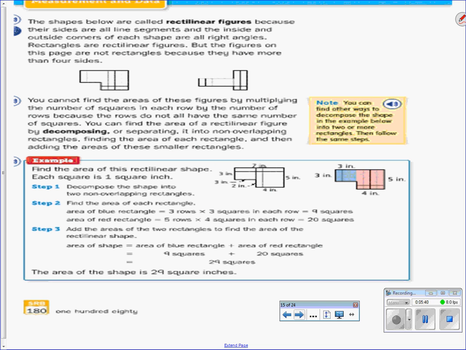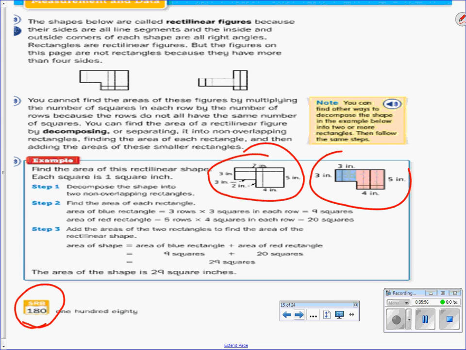Okay? And if you're having any difficulty with it, you can always go to your student resource book on page 180, and it will walk you through a square or rectilinear figure again, and gives you some examples. Here's an example here, and another example here.